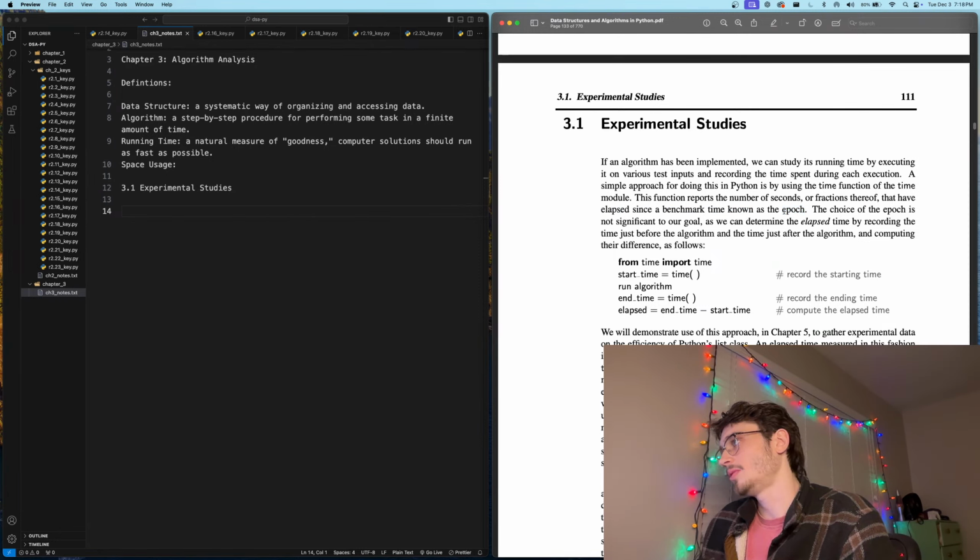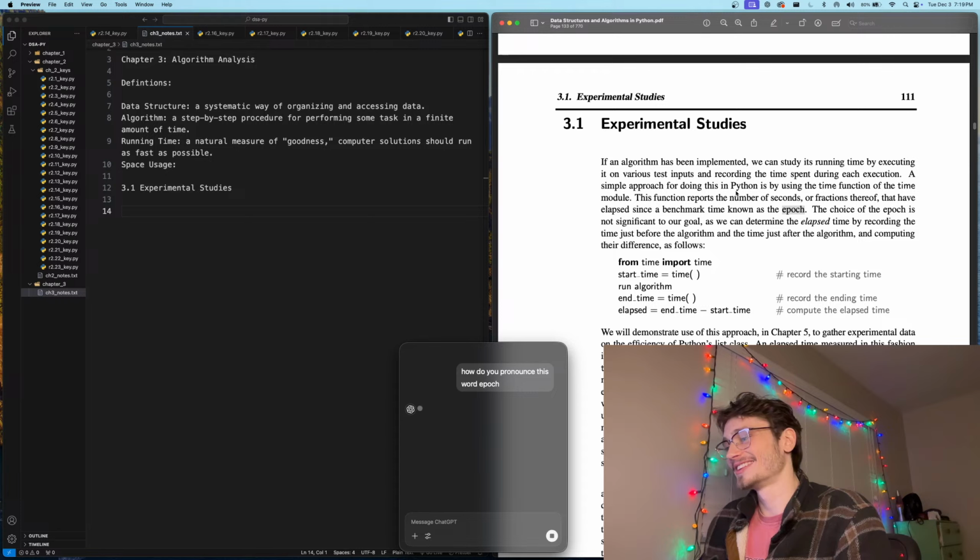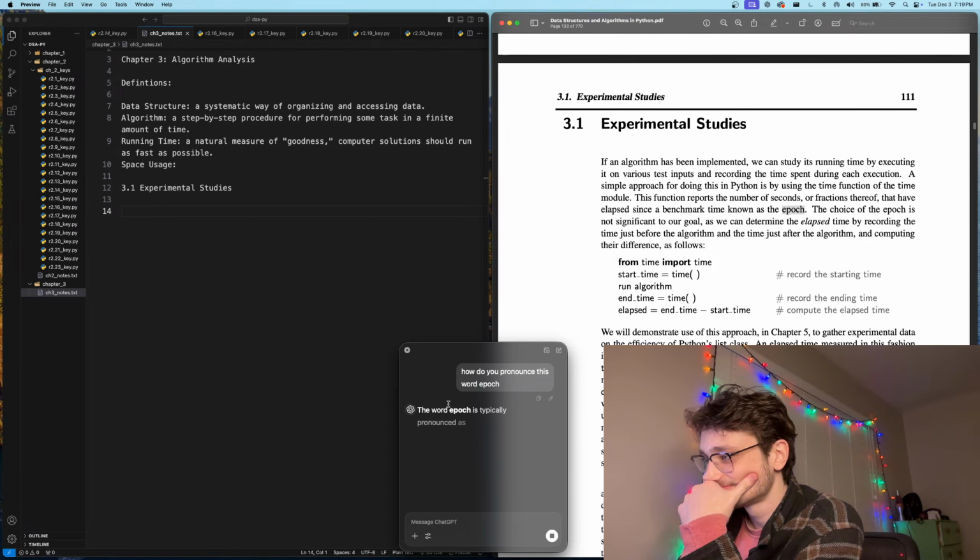Anyone want to give this a go? I'm not going to front you. How do you pronounce this word? Is it epoch? Epic? Oh, I don't know, sorry if this is dumb. It's typically pronounced epoch. Epoch. All right, here we go. Thank you guys for the help.